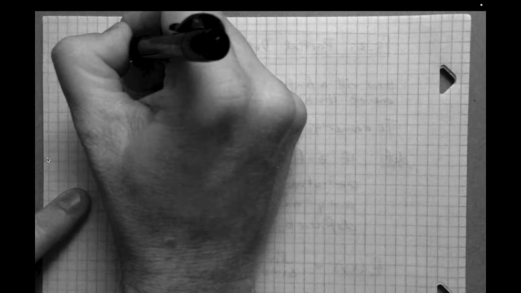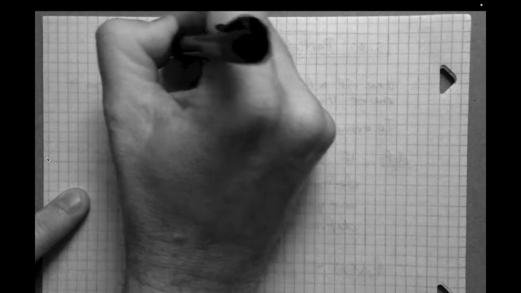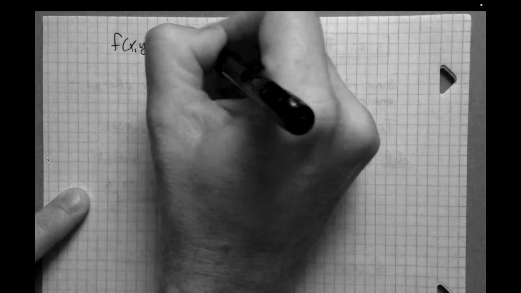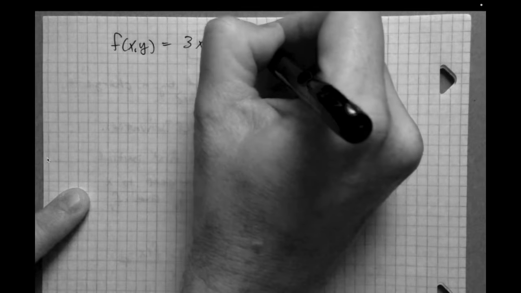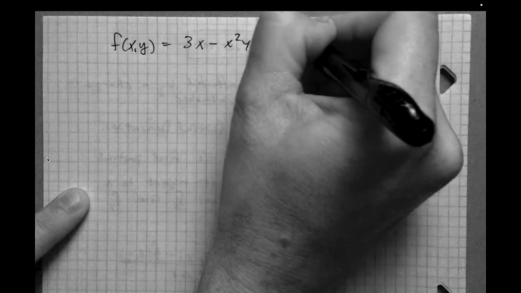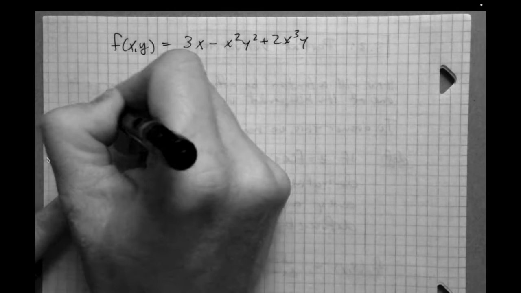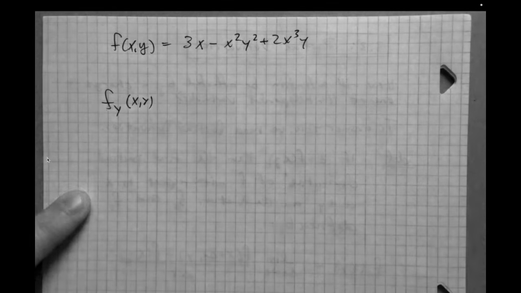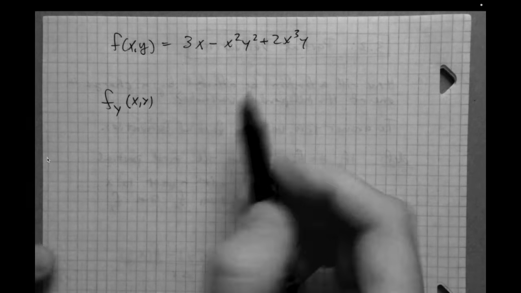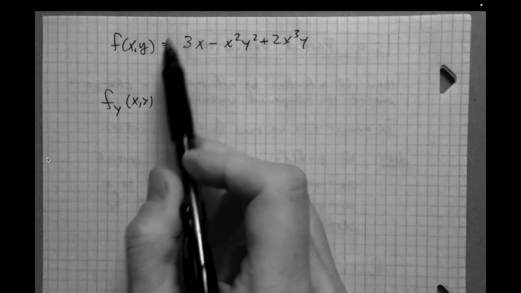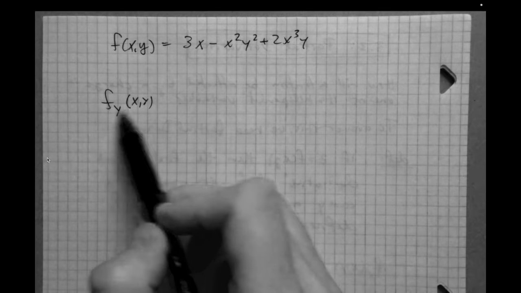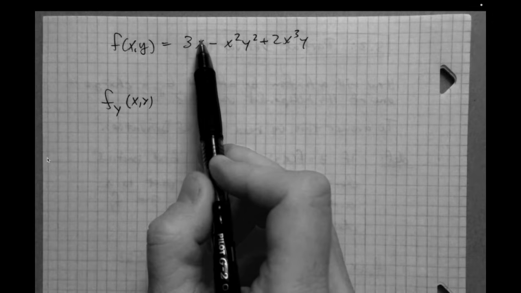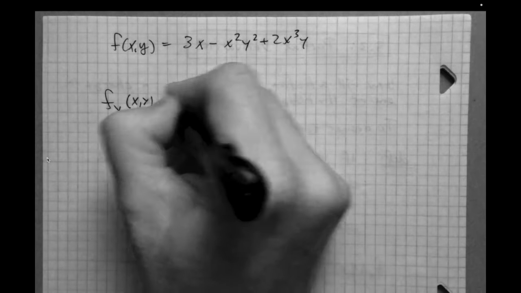The other one we're looking for here is f of, well, let's rewrite the function so we can look at it. So it's 3x minus x squared y squared plus 2x cubed y. And now we want to find f sub y. Okay, and so here we would say, okay, what about this first term? Well, the first term, when we're differentiating with respect to y, is basically constant, right? So that just becomes a 0.